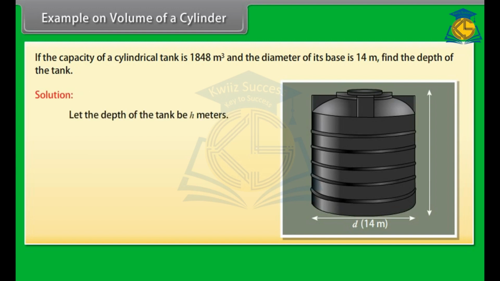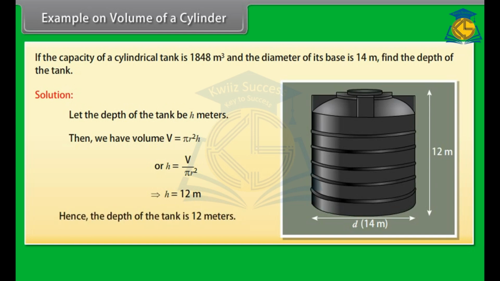Let the depth of the tank be h meters. Then we have volume V equals pi r square h, or h is equal to V upon pi r square, which implies that h is equal to 12 meters. Hence, the depth of the tank is 12 meters.